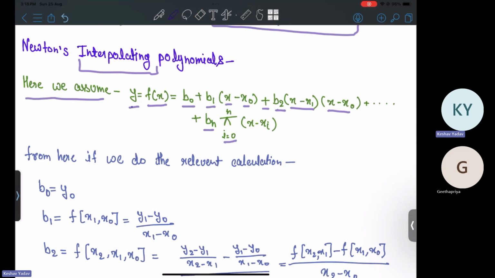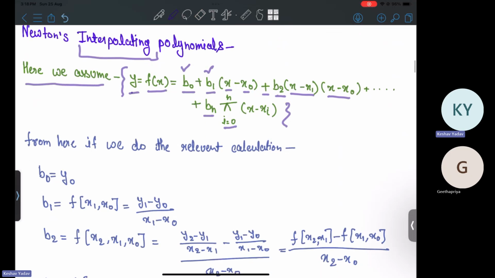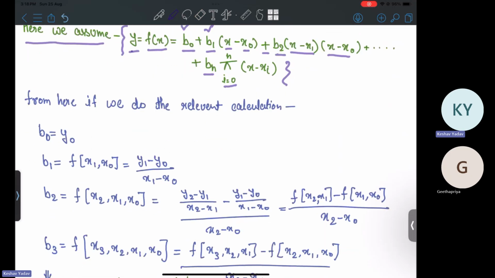So you have seen this is a special kind of polynomial. Now we wish to find these unknown coefficients b0, b1, b2 up to bn. How can we find these? We have n+1 discrete points.